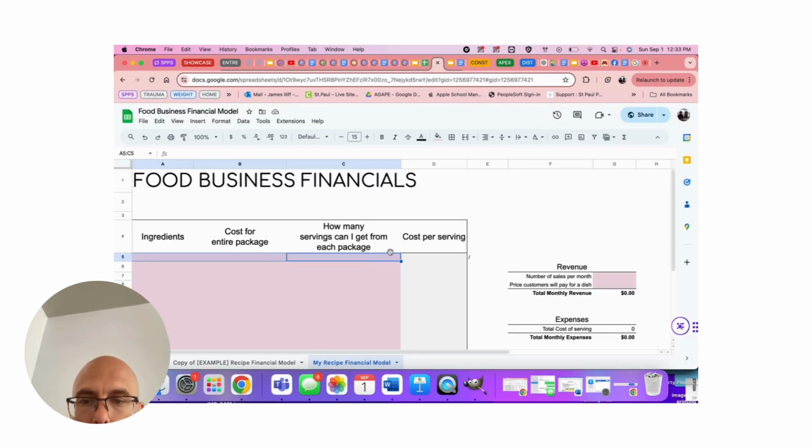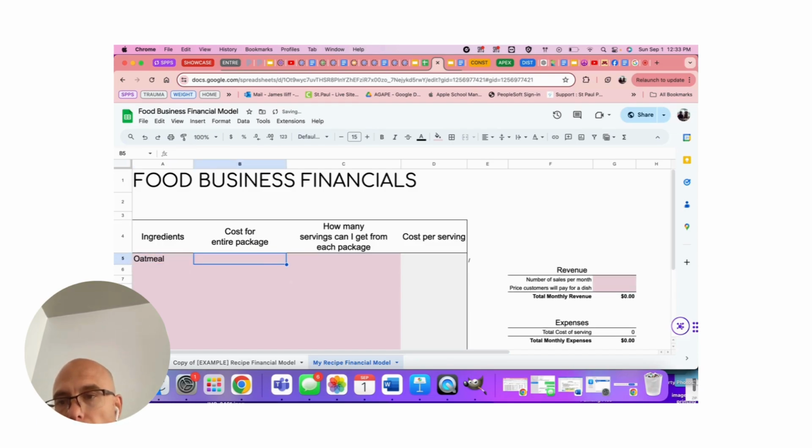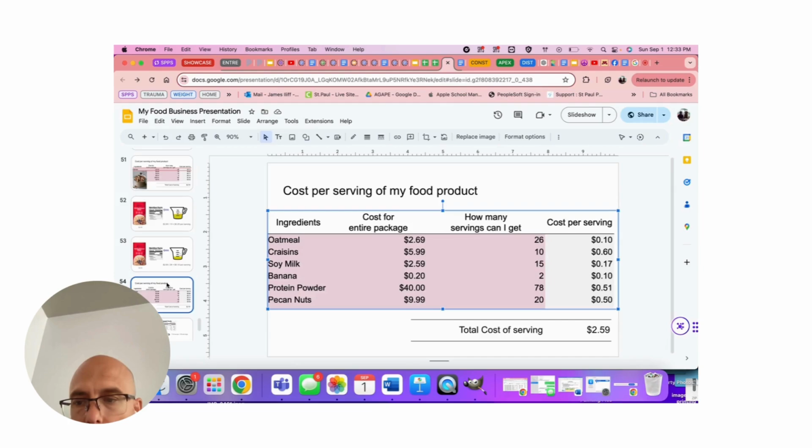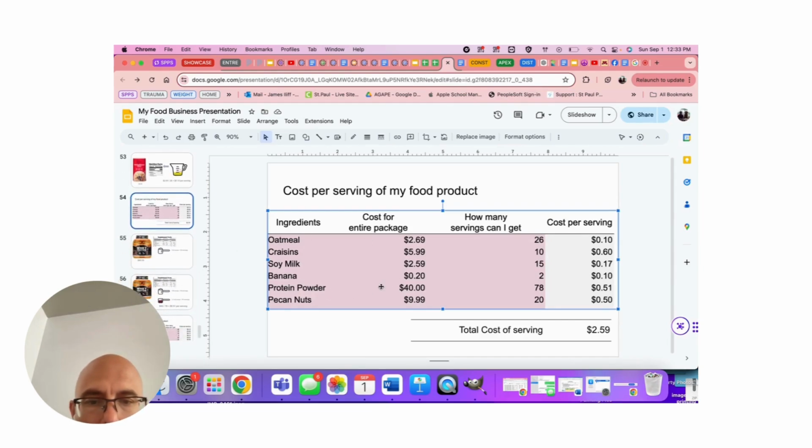You're going to have this worksheet where you're going to type this in. So in my case, I'm going to say oatmeal. Cost for the entire package is $2.69. How many servings can I get? And look, it does the math for you. So 10 cents per serving is what it's going to cost me, the business owner. All right. Hey, let's look at another one.